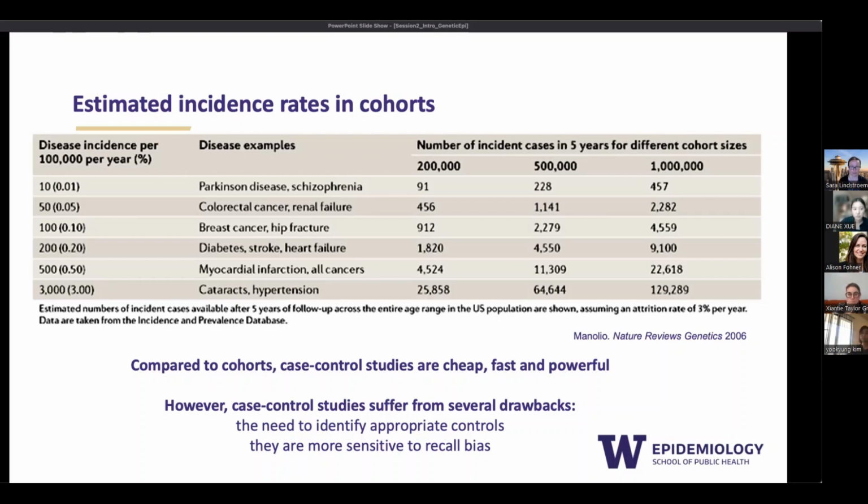So in genetic epi, case control studies have really become the standard way we often do our analysis. And we're going to come back and talk a little bit about cohorts and the role they're playing in genetic epi a little bit later.